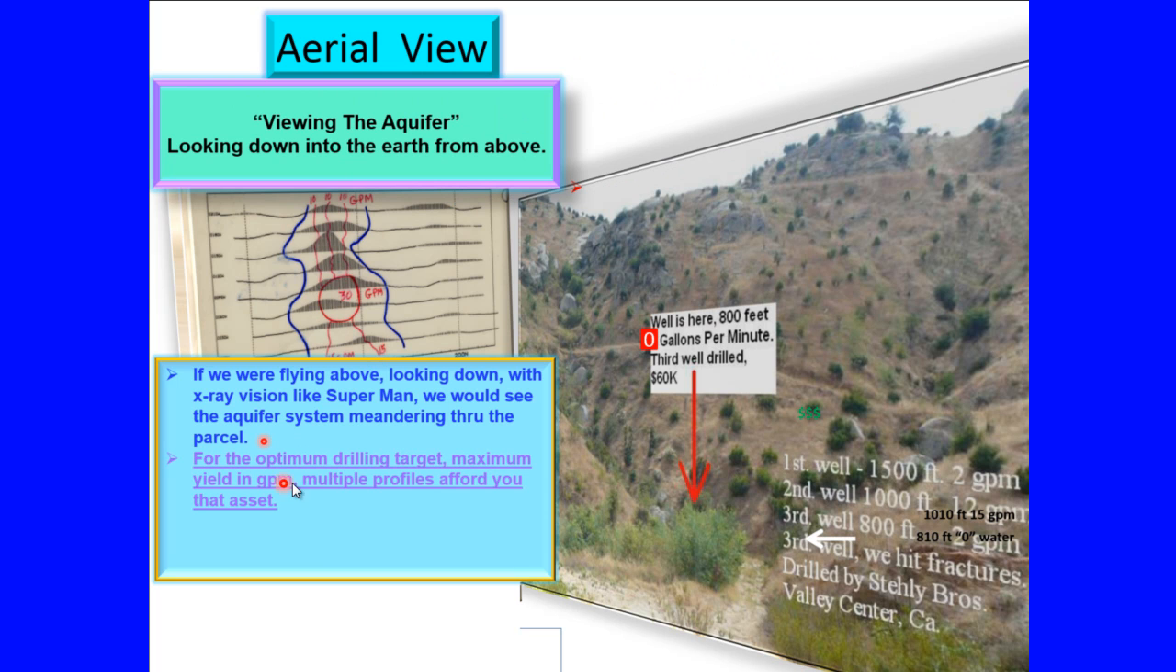For the optimum drilling target, maximum yield in gallons per minute, multiple profiles afford you that asset. You can drill anywhere within these profiles, but the pooled area yields the best production.